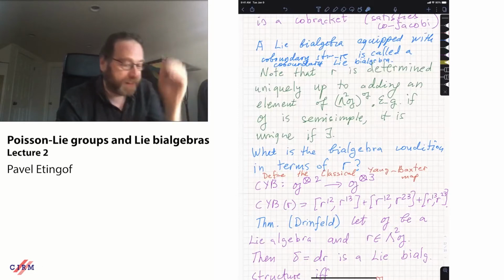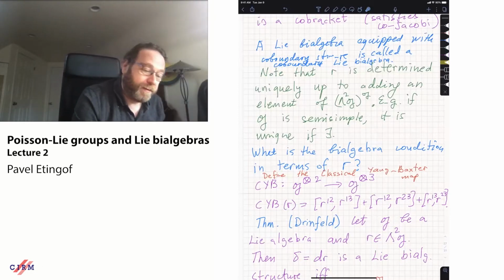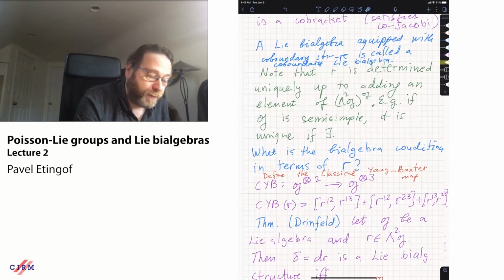So for this purpose, I'm going to define this classical Yang-Baxter map, which is called CYB. And this is a map from G squared to G cubed. And it is given by the following formula. CYB of R is the commutator of R12 with R13, plus R12 with R23, plus R13 with R23.